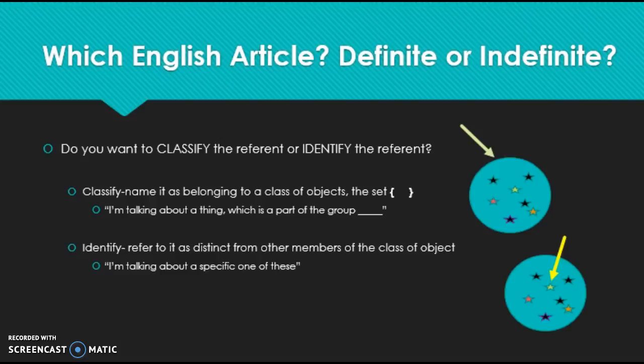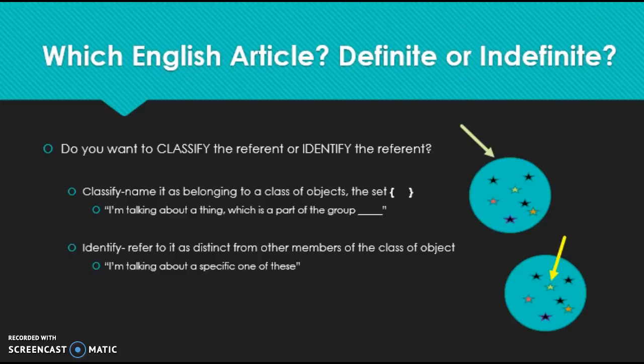If we want to classify, if we want to name a noun as belonging to a class of objects, if we want to say it belongs to the set, I'm talking about a thing, whatever the noun is, and it's part of the group, say book. For instance, the sentence, I bought a book. I'm telling you that I'm talking about this thing, and it's just a set. This picture is a member of this set. I'm not telling you which book I purchased. I'm just saying, of the whole set of books in the world, I bought one of them.